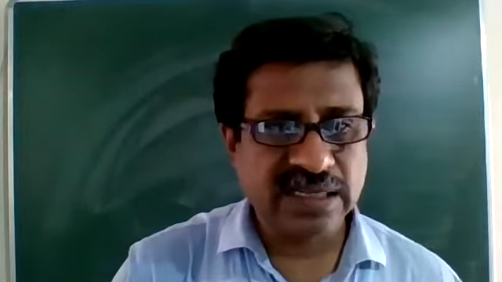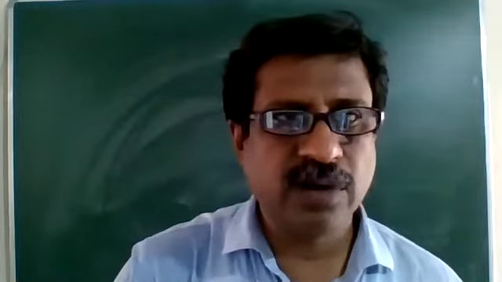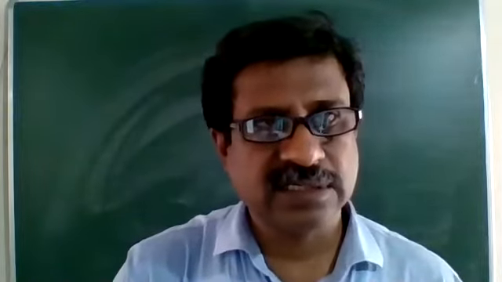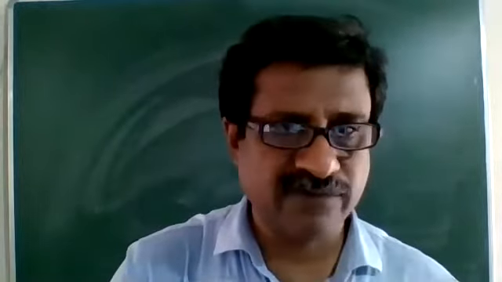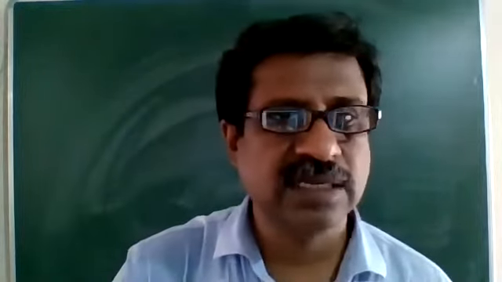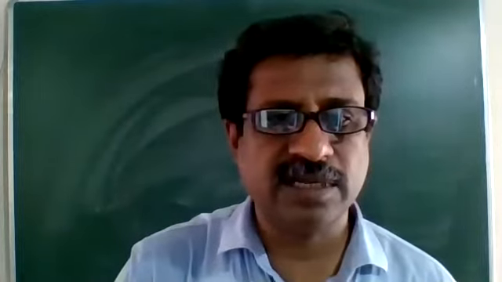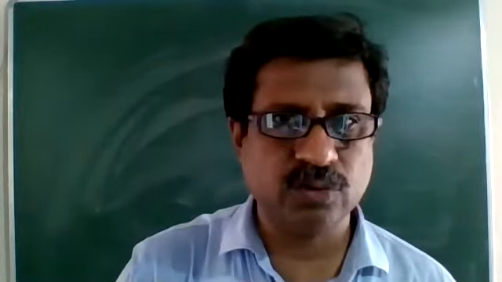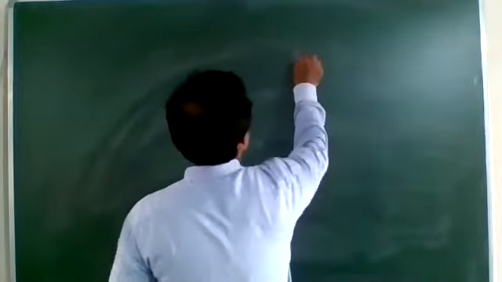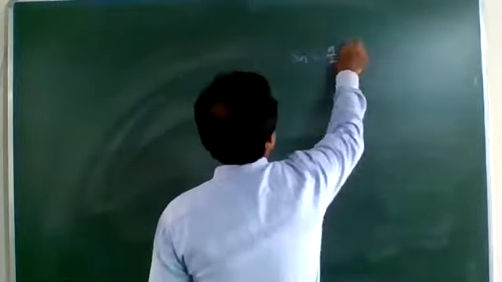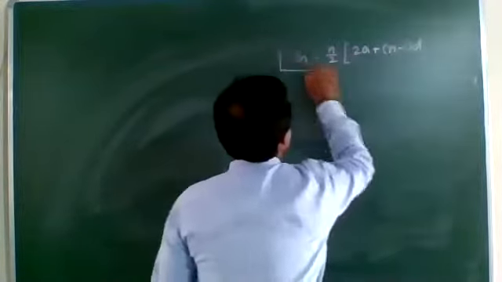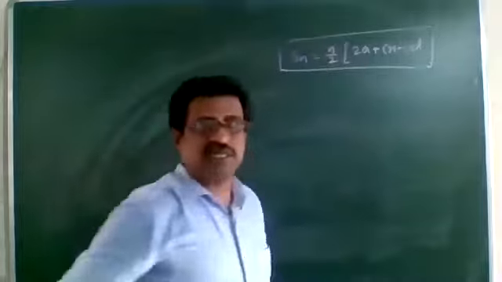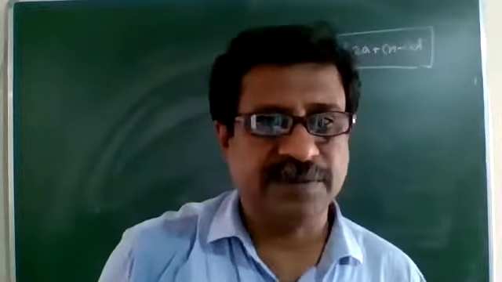Now we'll write another formula. If you want to add a certain number of terms of AP, suppose you want to add 5 terms, 6 terms, 7 terms, then also we got one formula, Sn equal to n by 2 into 2a plus n minus 1 into d. The formula is Sn equal to n by 2 into 2a plus n minus 1 into d. This is the formula for sum of n terms of an AP.